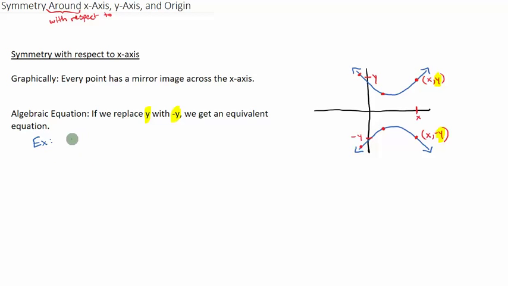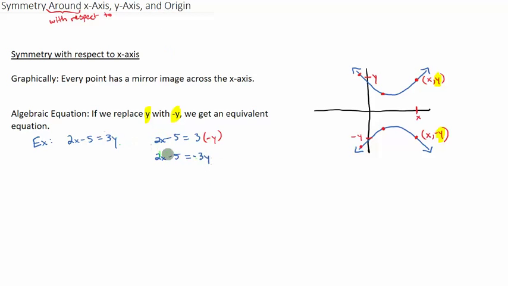Let's consider the equation 2x minus 5 equals 3y. What I want to do is replace y with negative y. I don't do anything to x. So now I've got 3 times negative y. The question is, will this be equivalent to the original equation? So let's come over here and do this. I've got 2x minus 5 equals 3 times negative y, which is negative 3y.